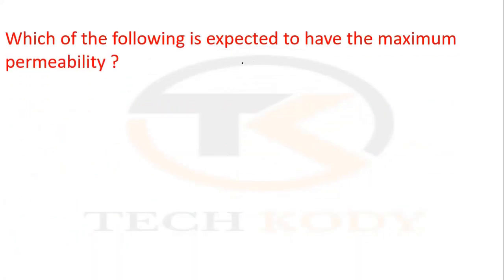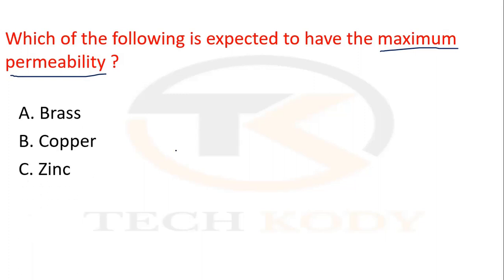Which of the following is expected to have maximum permeability? Here the keyword is maximum permeability from the given options: brass, copper, zinc, and ebonite. The option given as the answer is ebonite.